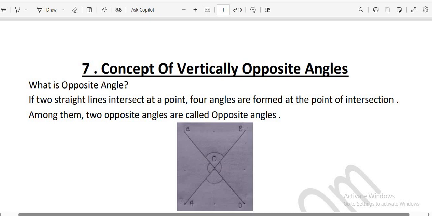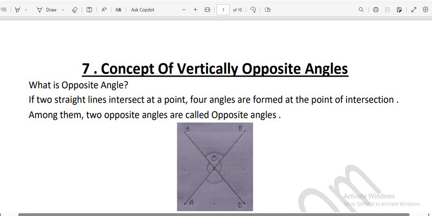Dear student, today we will solve WBBAC class 8 chapter 7, concept of vertically opposite angle. First we will learn what a vertically opposite angle is.